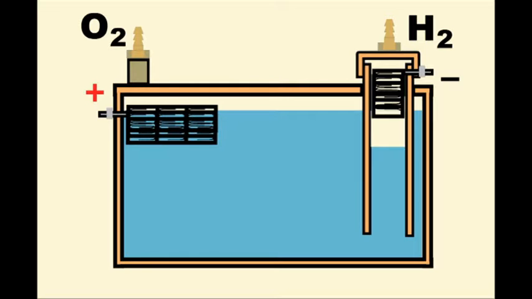However, this cannot happen because as the water is pushed down the tube to a certain level, the water stops making contact with the negative electrode, thus stopping the generation of hydrogen. Of course, when the current flow stops, the production of oxygen will also stop.